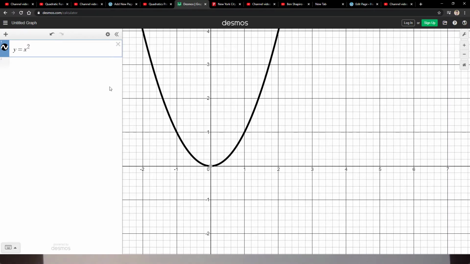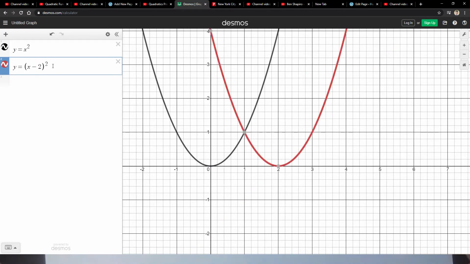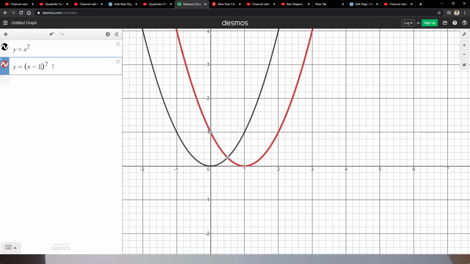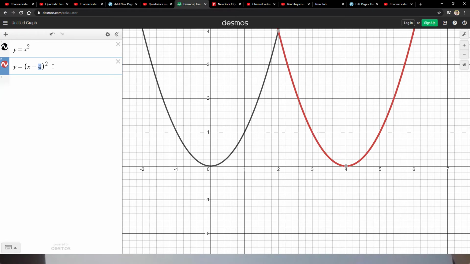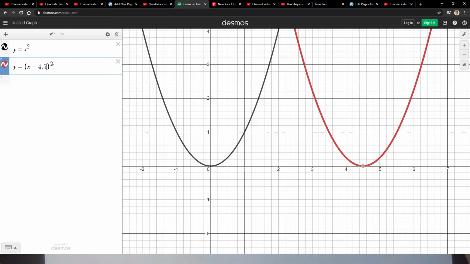Okay, so we have y equals x squared, just as we mentioned before. 1, 1 is the standard parabola. And when we say y equals x minus 2 squared, notice how it goes 2 units to the right. X minus 1 would be here, x minus 3 would be here, x minus 4 would be here, x minus 4.5 would be over here. Okay, so we understand what's happening within the bracket.